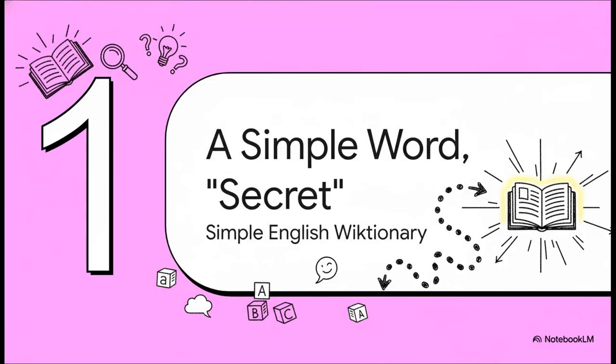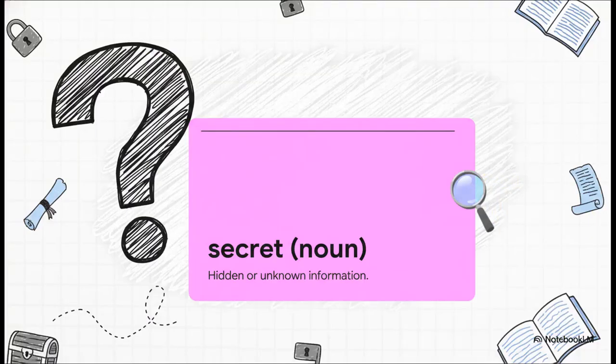Okay, so to start our little investigation, we're diving into the Simple English Wiktionary. It's a dictionary that's designed for one thing, being super clear, and that's exactly what we need. The definition here is about as simple as it gets, right? A secret is just hidden or unknown information. The example? Can you keep a secret? No tricky language, no extra fluff.